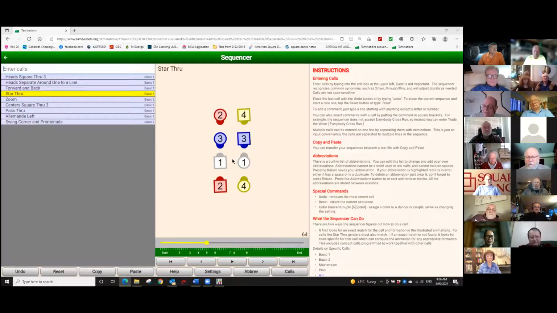And we all know that zoom is just a forward and away, stand behind the person that's a trailer. See what happens there? Look at dancers 1 and 3 in the center. A zoom is not the same action as a separate. A zoom is a forward and away from your partner, very much the same as a cloverleaf, but a little bit tighter turn, but the action is still forward and away.